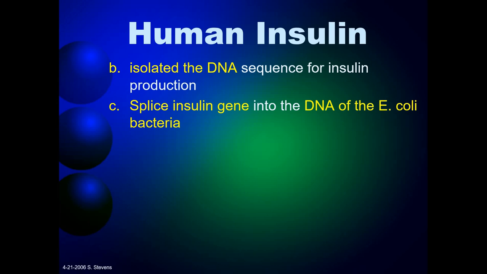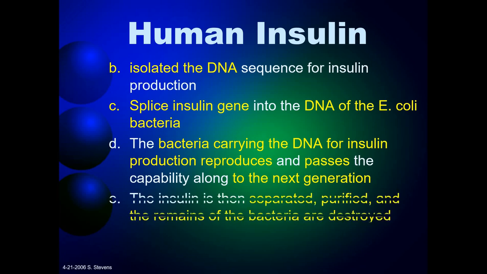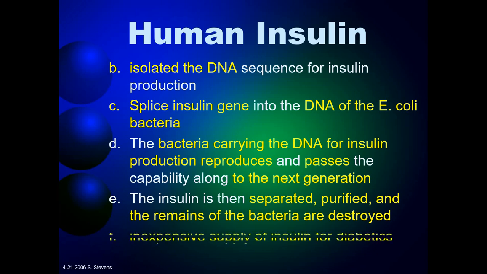They splice that insulin gene into the DNA of E. coli bacteria. Does that sound familiar? We did the glow. Okay. And the bacteria then carry the DNA for production of insulin, and it passes it on to the next generation. And then it's separated and purified, and the bacteria are destroyed. And then you get a supply of insulin.